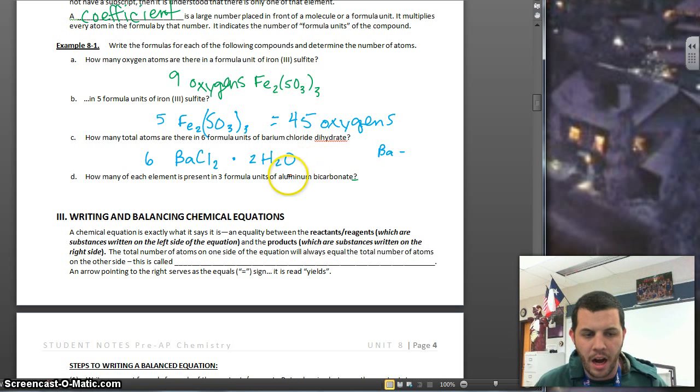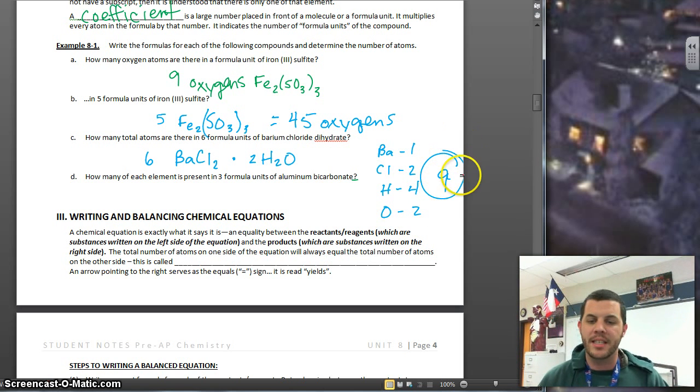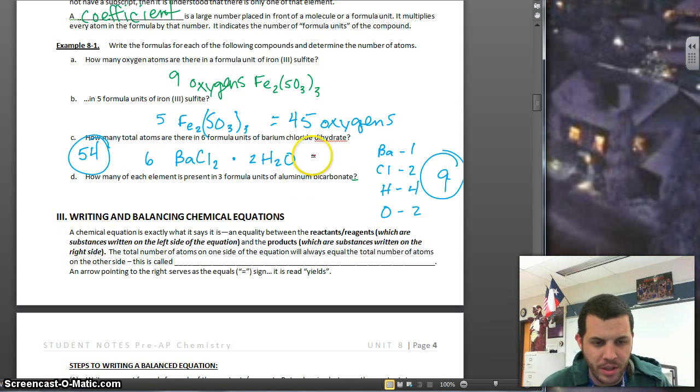Assuming that I'm not focusing on the 6 right now, I've got 1 barium, I've got 2 chlorines, I've got 2 times 2 is 4 hydrogens, and I've got 2 times 1 is 2 oxygens. If I add all this up, 1, 3, 4, 5, 6, 7, 8, 9, I've got 9 total atoms in one formula unit, which means 9 times 6 is 54 total atoms within 6 formula units. So that's how you're going to do that sort of situation.